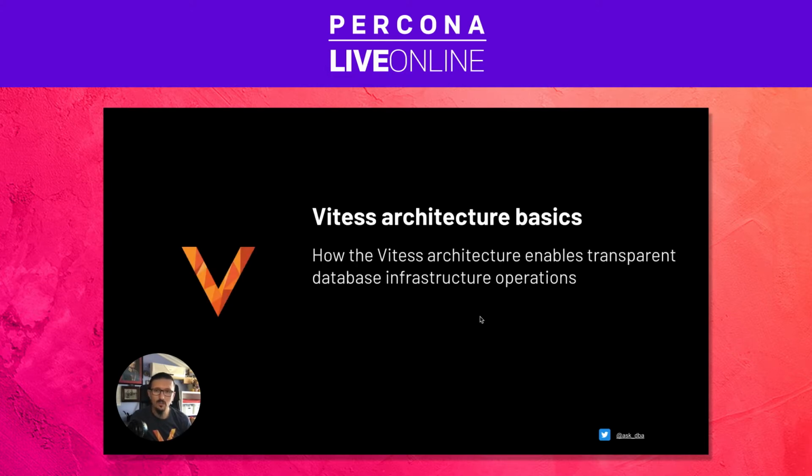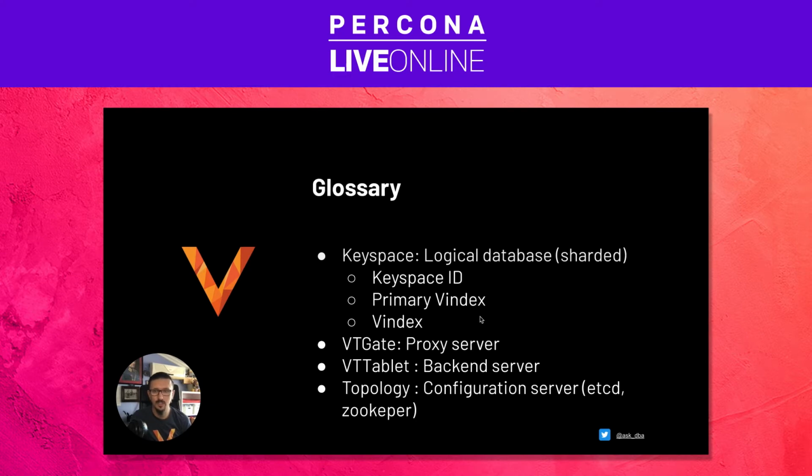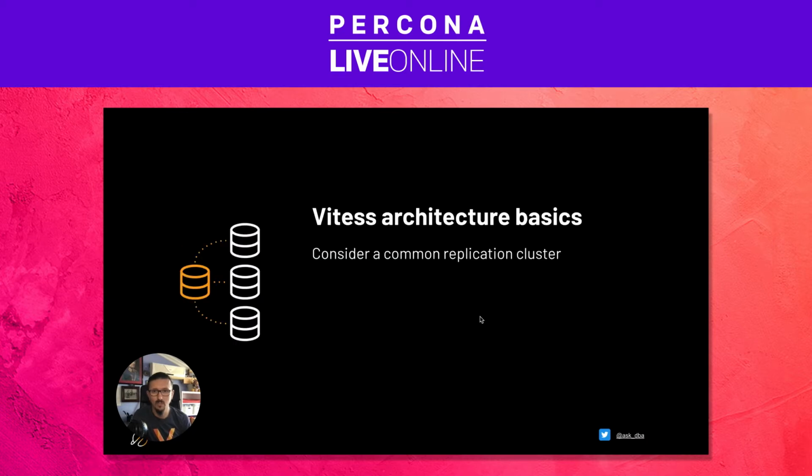So if you go back to Vitess architecture basics, we want to highlight a few things over here. There's some terminology around Vitess. There's a keyspace, a logical database, because you may shard your database and it needs different keyspaces, and it's identified by an ID, and it creates a Vitess index. We call it a Vindex, and there's a primary and different Vindexes that determine how you shard your database. There's a VTGate component that's actually a proxy server. There's a VTTablet, which is a backend server, and the topology configuration.